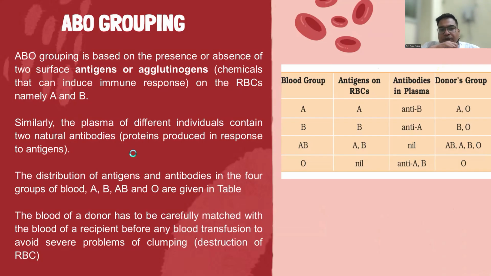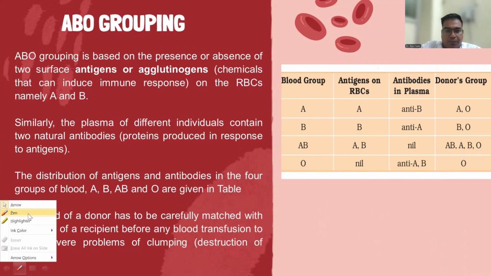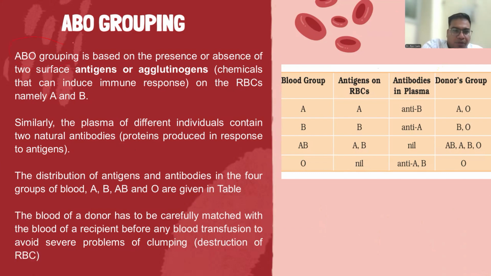Now come to the ABO grouping. ABO grouping is based on the presence of two surface antigens, or we can call them agglutinogens. They are chemicals that can induce immune responses on the RBCs, namely antigen A and antigen B. So ABO grouping is based on the presence of antigens. Basically, they are surface antigens. We could call them agglutinogens A and B antigens.